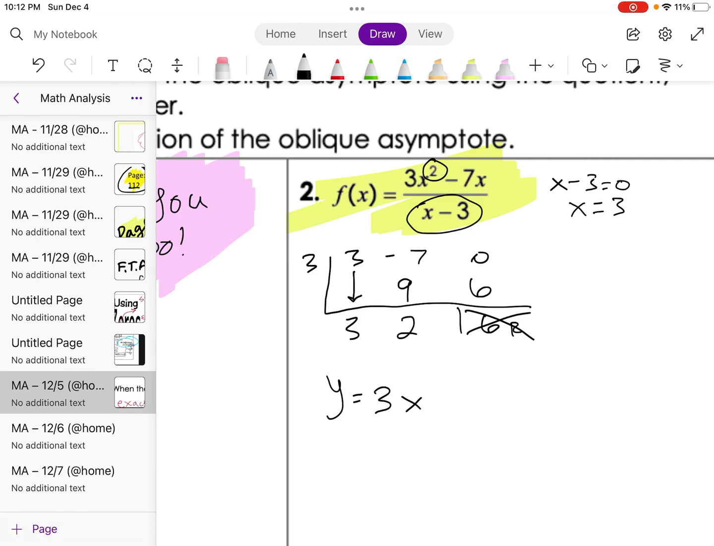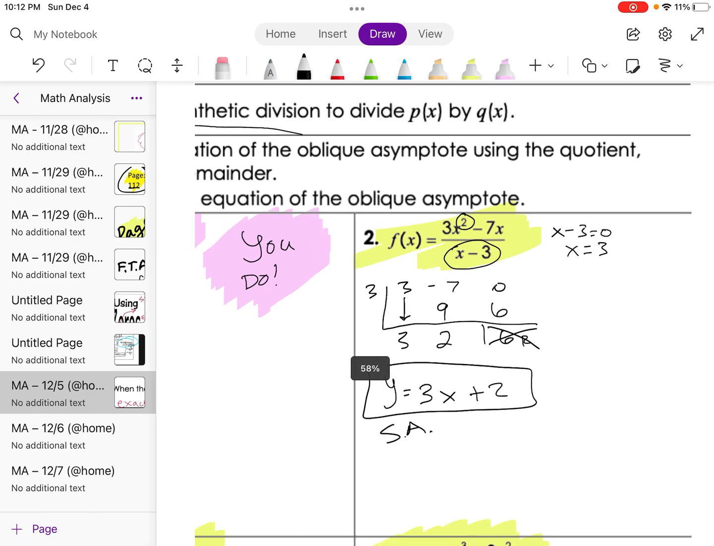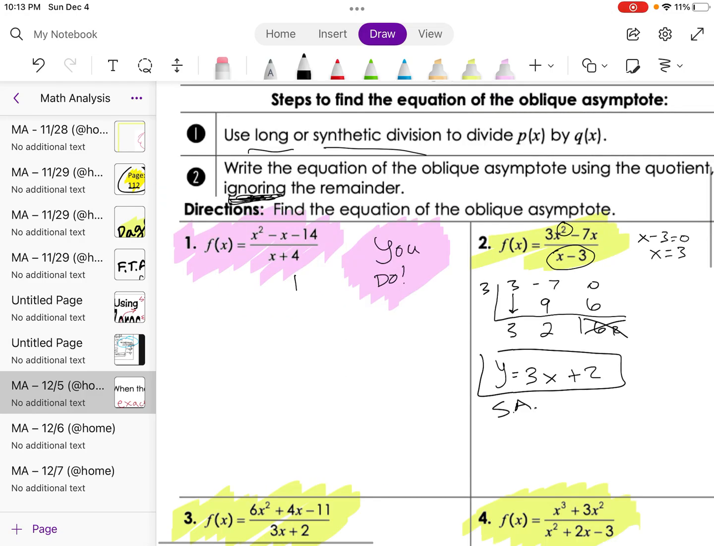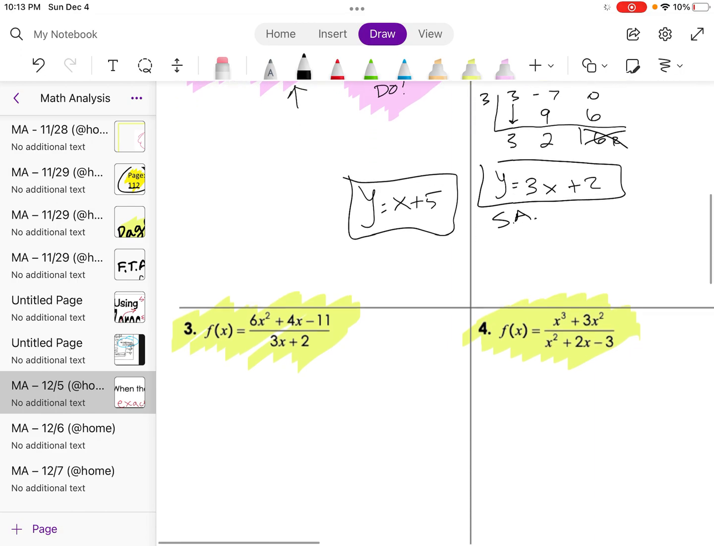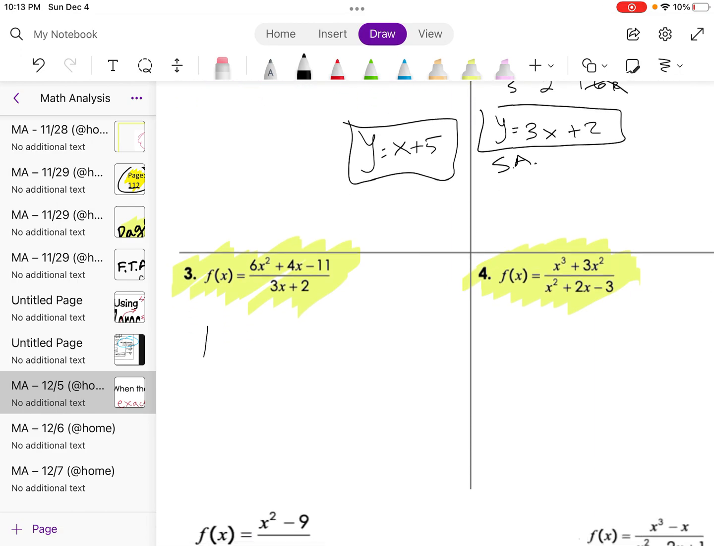So we're going to rewrite this. It's going to be 1 less than before. And we get y equals 3x plus 2. This would be our slant asymptote. Go ahead and pause the video and do this one on your own. You know you're doing it right if you got y equals x plus 5 as your slant asymptote. For these next ones, they're a little bit trickier because we can't do synthetic division, but we're going to do long division instead.